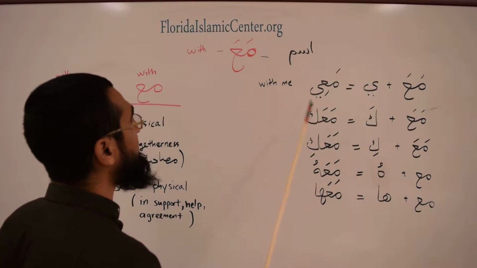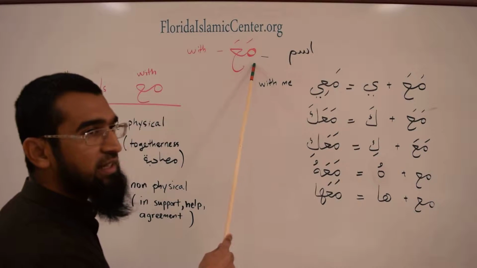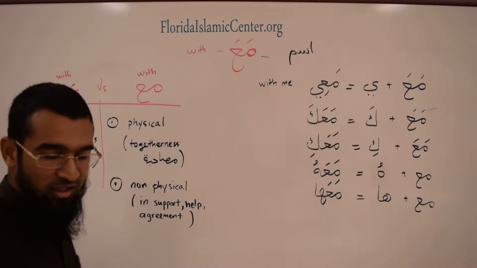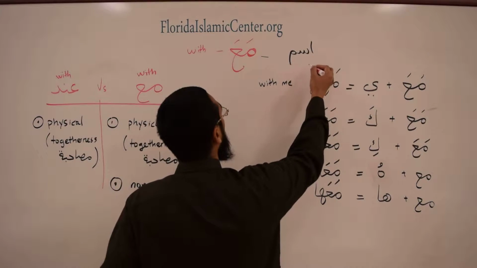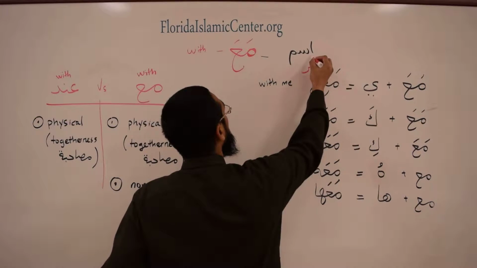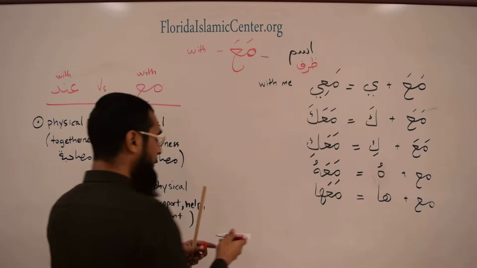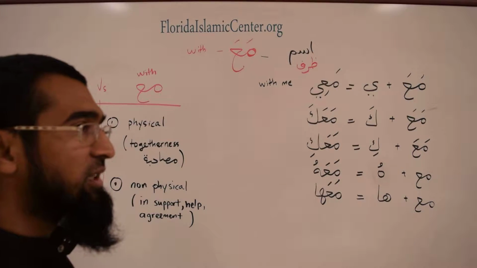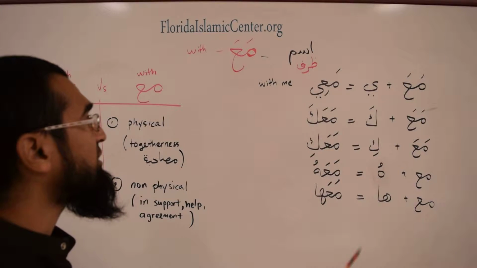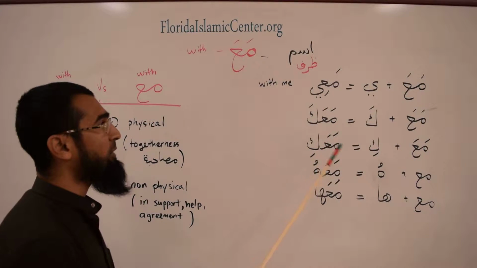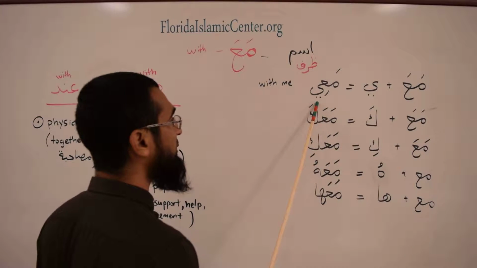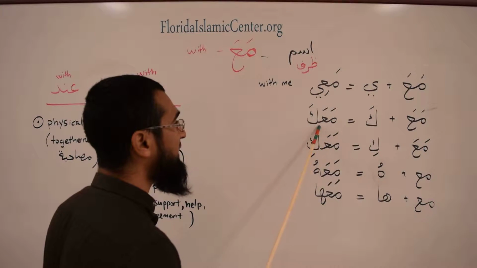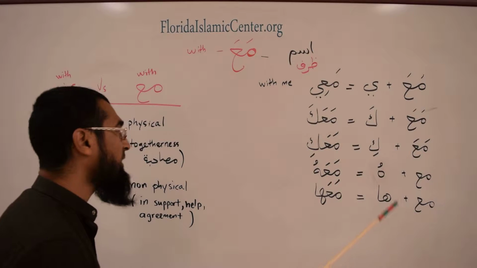So what do you need to notice? You need to realize that if we said this is an ism, it means it's going to be a dharf, just like inda. And what do we know about the dharf? It's going to be a mudaf, and the word after it is going to be mudafun ilayhi. So ma'a would be the mudaf and the ya would be the mudafun ilayhi. Ma'a would be mudaf, the kaf would be mudafun ilayhi.